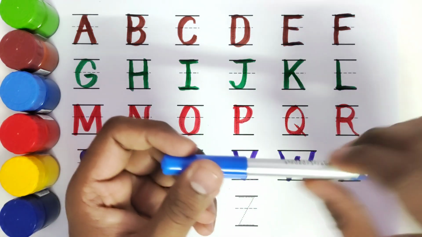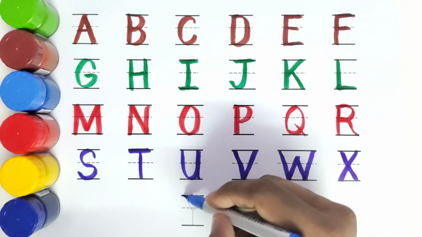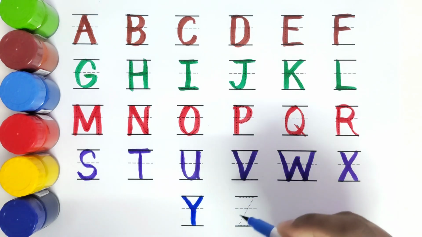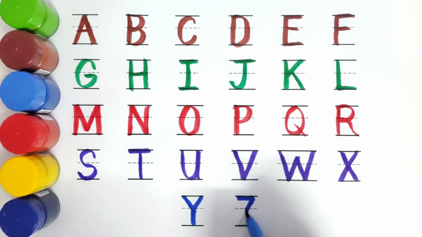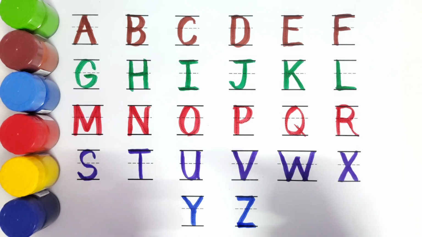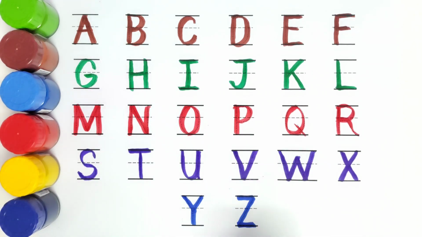This is dark blue color. Y for yo-yo. Z for zebra. Let us start reading one by one.